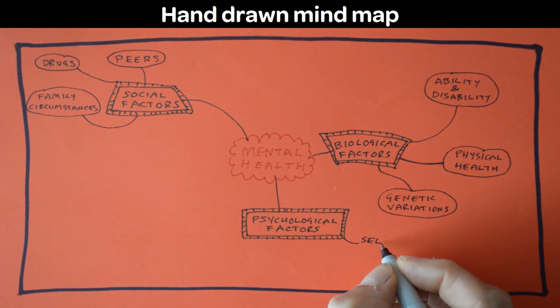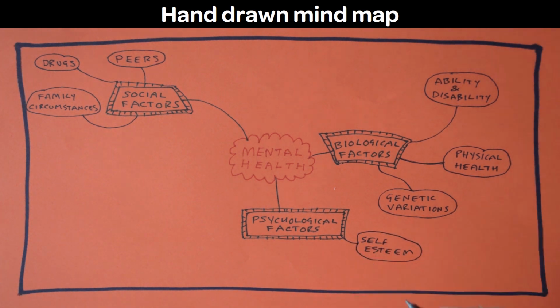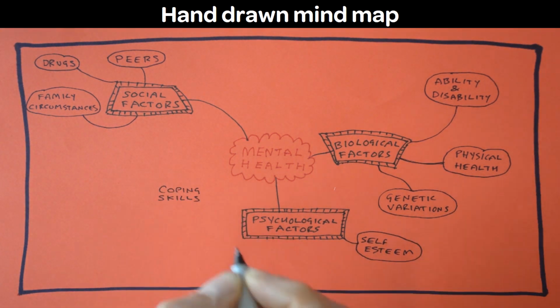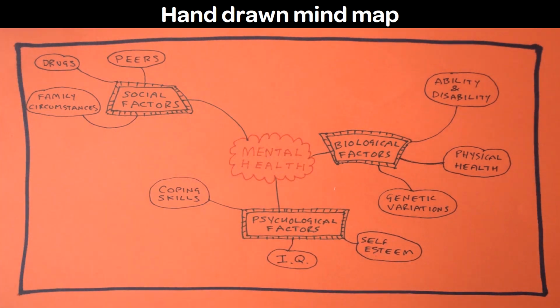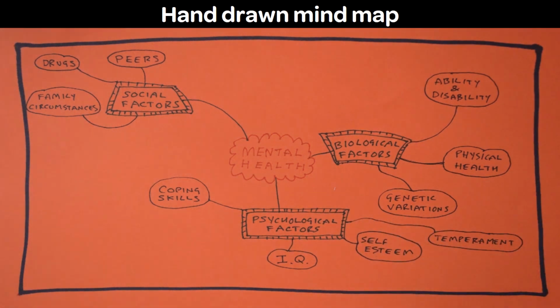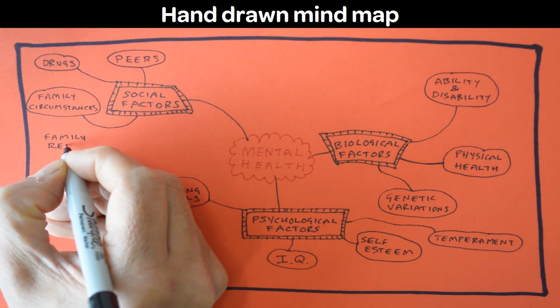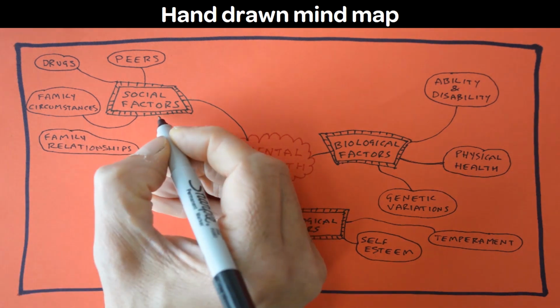Let's move over to psychological and let's put in self-esteem. Next, let's add coping skills and add IQ. Finally, let's put in temperament. Other factors, not quite sure where to put them. There's family relationships. Now, where should we put family relationships? Let's put that in social.